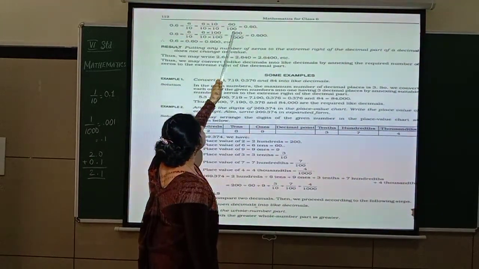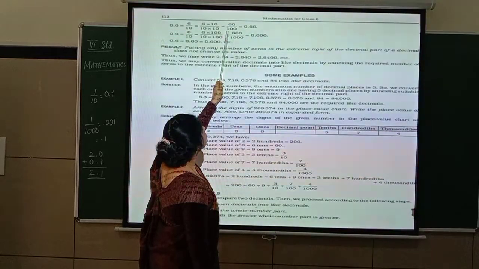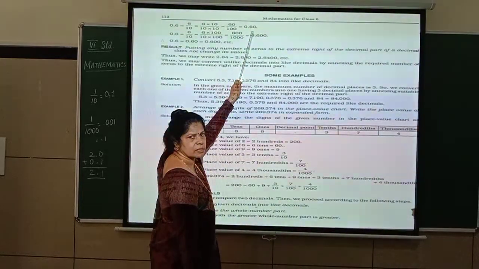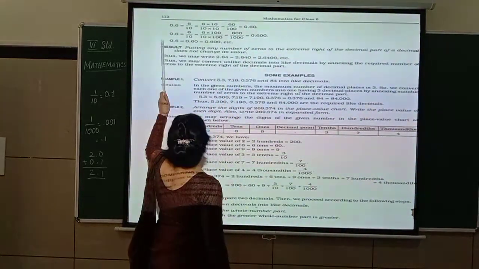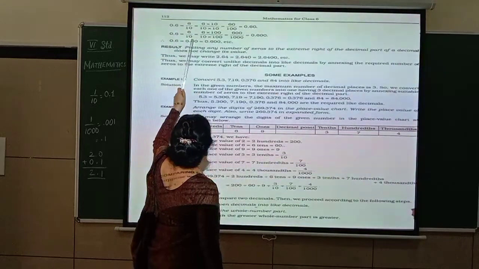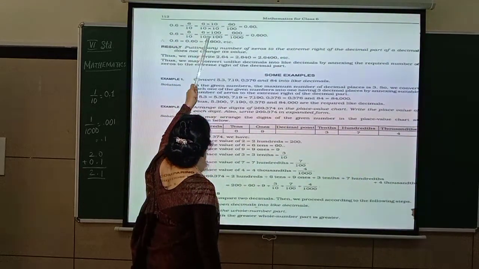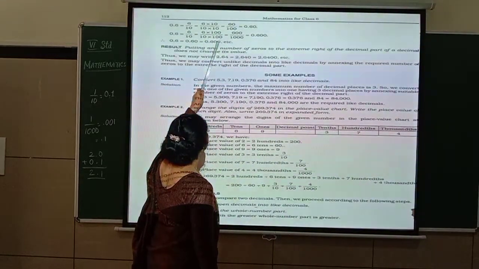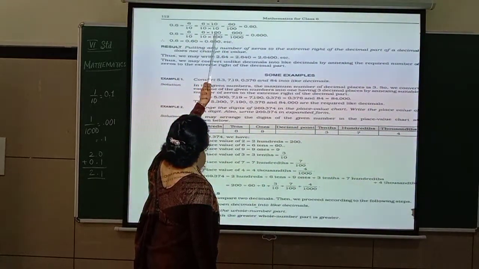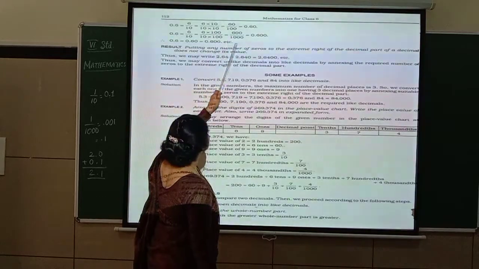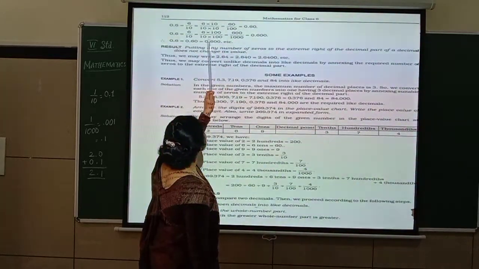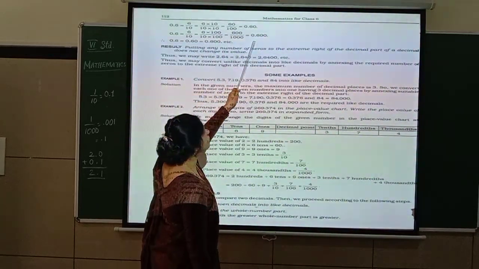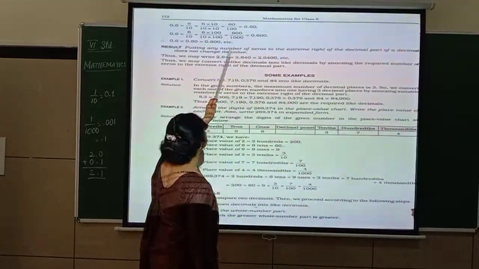Why? After the point there is one place here, and there are 2 digits. Here 2 zeros are there. It is 0.60. Coming to 0.6 is equal to 6 by 10. So 6 by 10 is multiplied by the same number on both sides, numerator and denominator. How much? 100. So 6 into 100 is 600, and 10 into 100 is 1000. That is equal to 0.600.